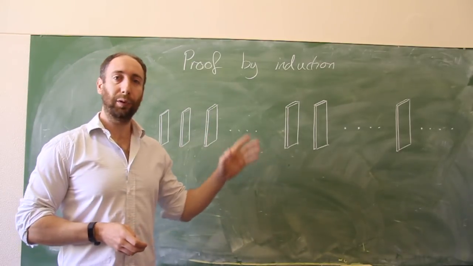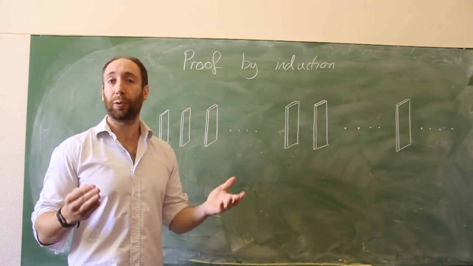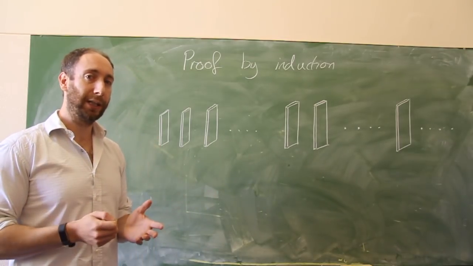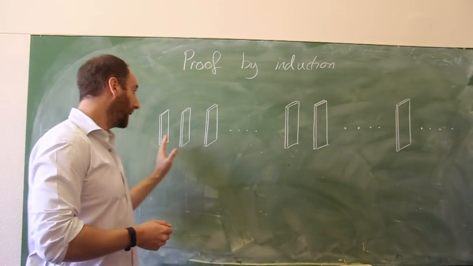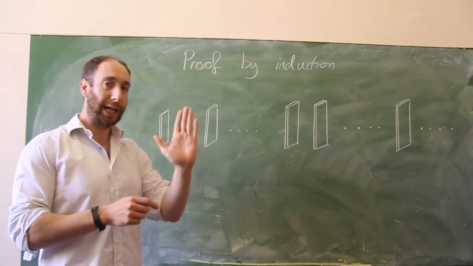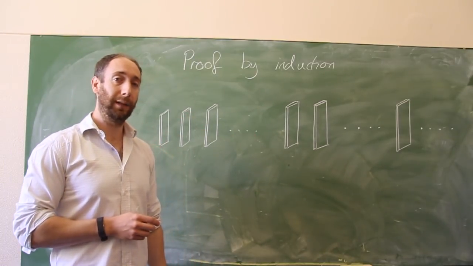But before talking about proof by induction in a mathematical sense, I want to talk about it in a sort of general logical sense. Okay. So the example that you will so often see related to proof by induction is about dominoes. So I've drawn here a set of dominoes. These are small plastic tiles which you stand on their end, and if you knock one over, then you knock all of them over.